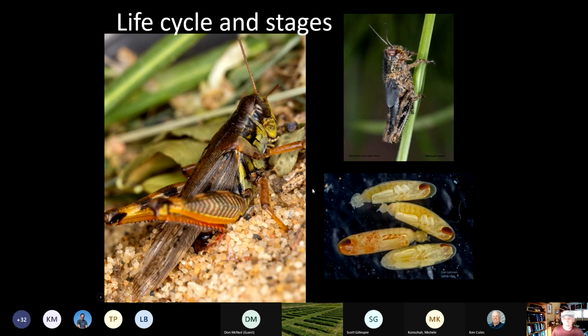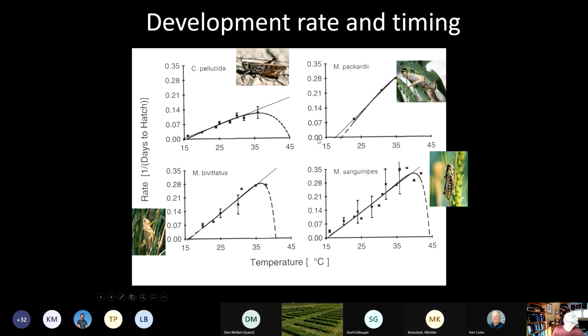The other life cycle, of course, is egg, larva, pupa, adult, like beetles and moths and butterflies and so on. But you have to know what's in the field, and you can ask somebody or you can continually check. Another thing that matters is development rate.